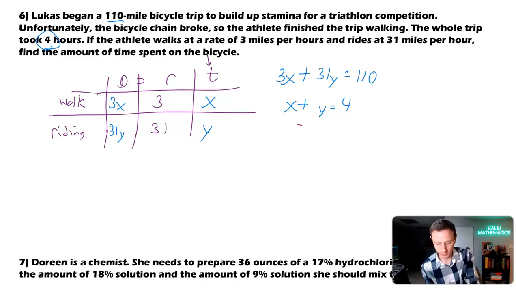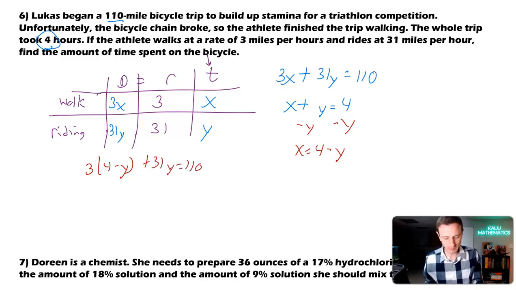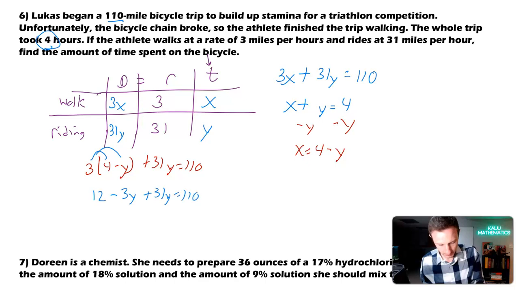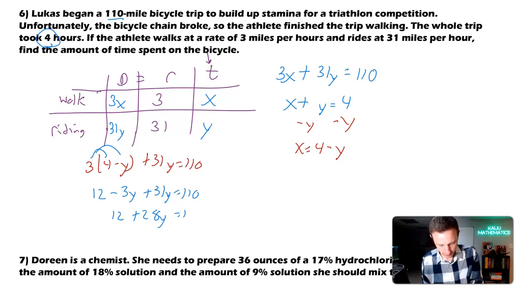So I'm going to subtract y from both sides. I'm just going to use substitution. So x equals 4 minus y. So I'm going to substitute in x. So 3 times (4 minus y) plus 31y equals 110. Going through the solving kind of quick, 3 times 4 is 12 minus 3y plus 31y equals 110. So then I'll have 12 plus 28y, combining those like terms, 31 minus 3, equals 110.